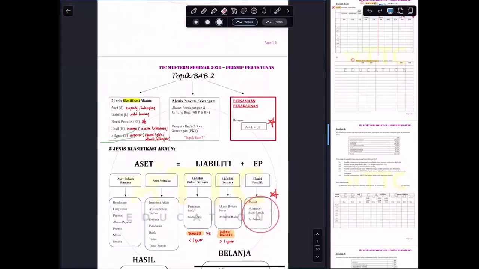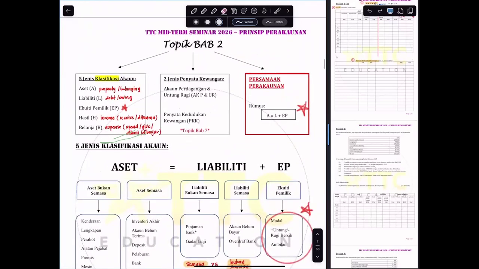Okay, chapter 2. Chapter 2, first part, klasifikasi. We ran through it a little bit just now already, right? I ran through quickly only. We have a total of 5 klasifikasi. We have asset. Asset means our property, whatever belongs to us.